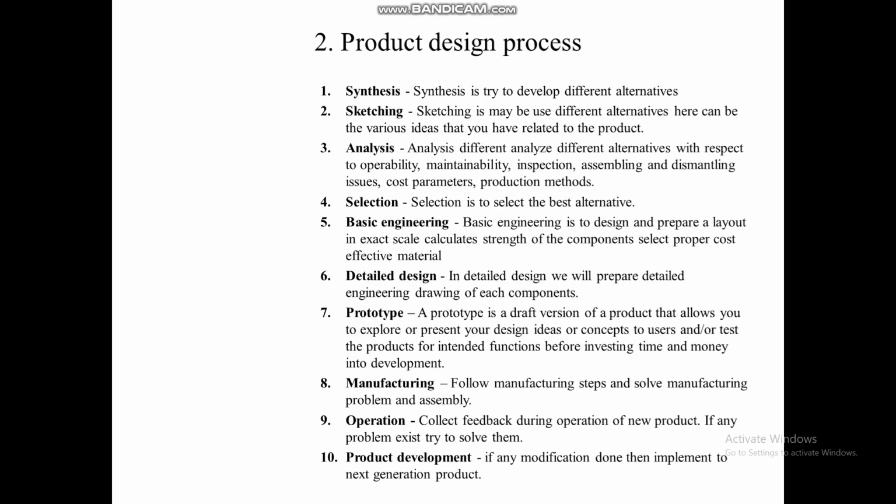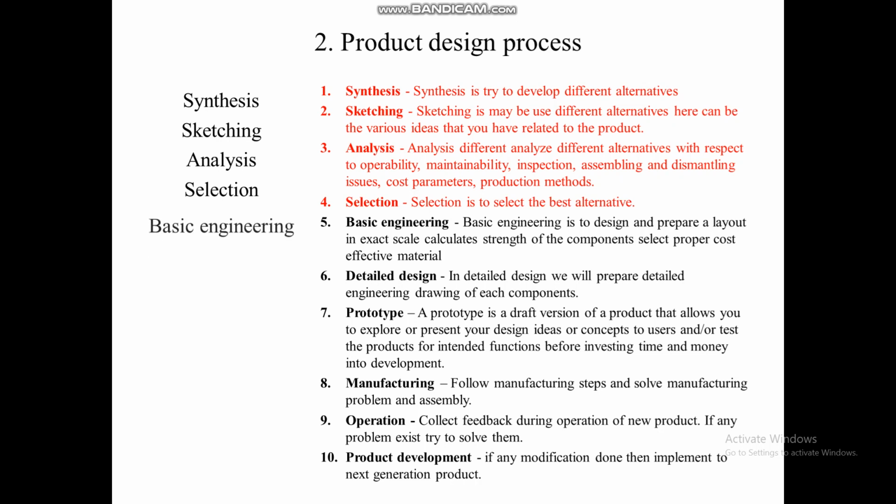Then the next point, the product design process. It is a very important process which is shown in steps in ascending manner. First one, synthesis. Synthesis is to try to develop alternatives. Then second, sketching. Sketching may be used for different alternatives; here can be various ideas that you have related to the product. Then analysis. Analysis of different alternatives with respect to operability, maintainability, inspection, assembling and dismantling issues, cost parameter, and production method. Then selection. Selection is to select the best alternative.